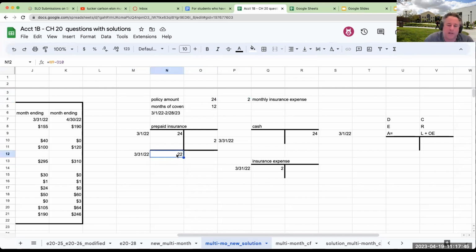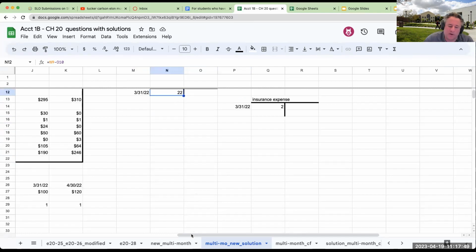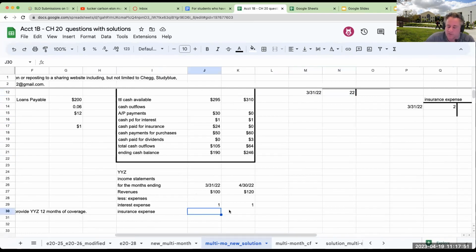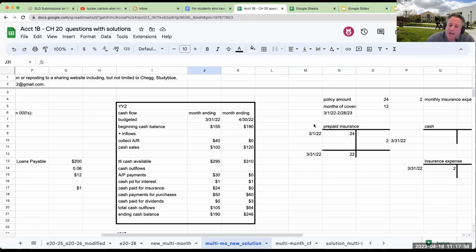So I know that that ending balance is correct. So when I come over here, in terms of insurance expense, I'm going to be recording $2,000 as of 3/31/22. Now let's take a look at the month of April. Let's go right over here.